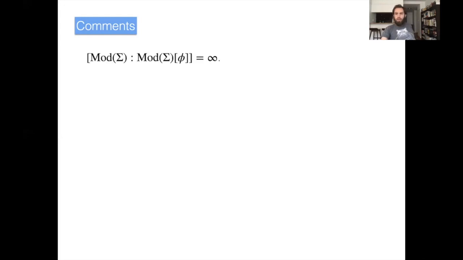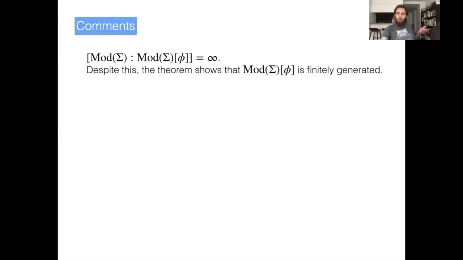I want to make a couple of comments about this theorem right off the bat. The first one is to observe that the framed mapping class group is infinite index inside the ambient mapping class group. This is not obvious, but it's not especially deep. It's just a consequence of the fact that the orbit of a given framing has infinitely many elements in it. And what our theorem says is that there's a finite generating set for these. This is fairly surprising.